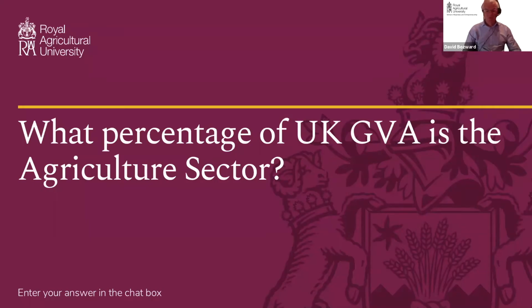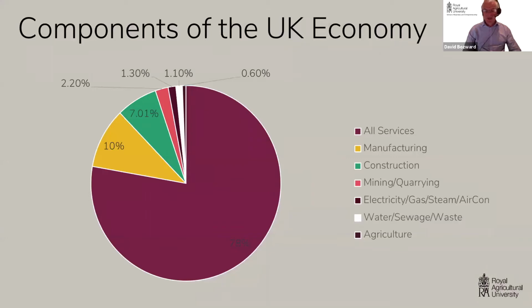So gross value added, which is a productivity measure of value for the economy. So when we look at the GVA for the agricultural sector, we see that agriculture in the UK is typically about 0.6%. So it's a very, very small aspect of the total GVA of the economy.